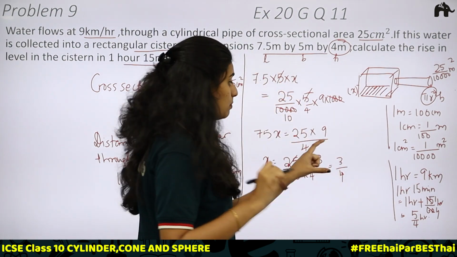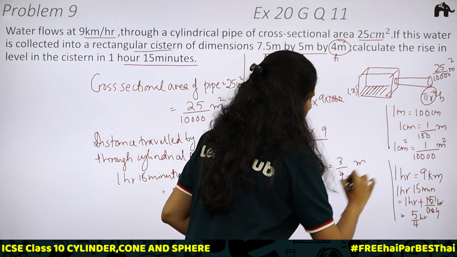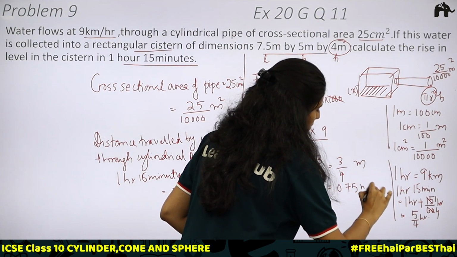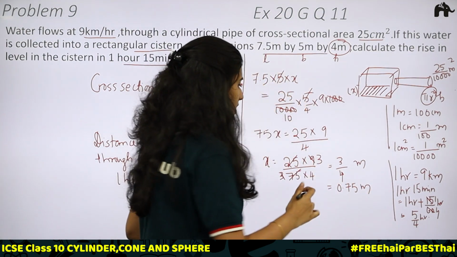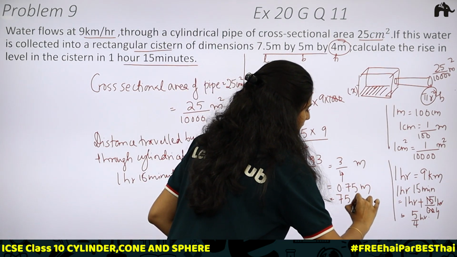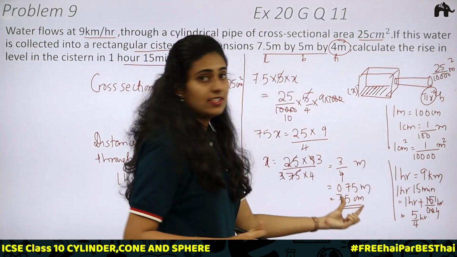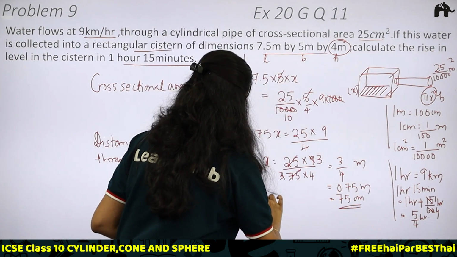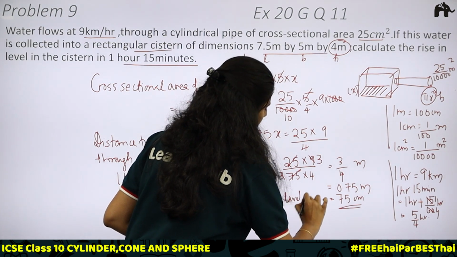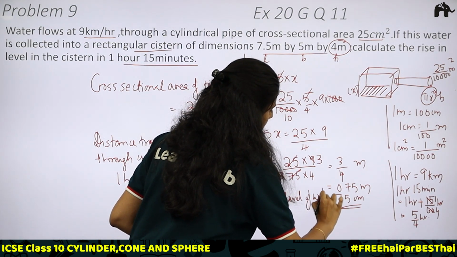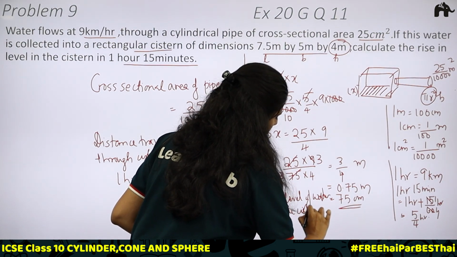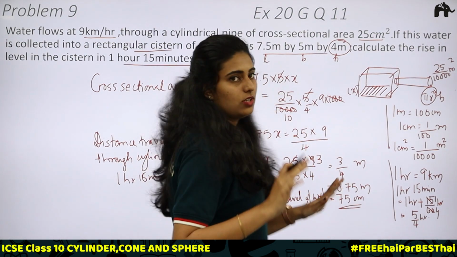What is the unit? 3 by 4 meters. 3 by 4 is 0.75 meters. If you need it in centimeters, you can multiply with 100. Then we get 75 centimeters. 75 centimeter is the rise in level of water in the system. Okay. Understood how we have determined?